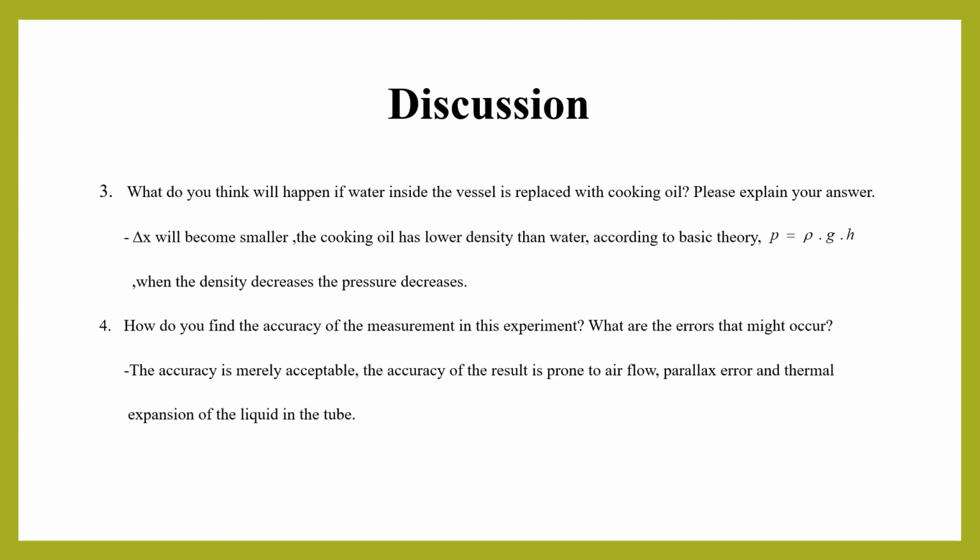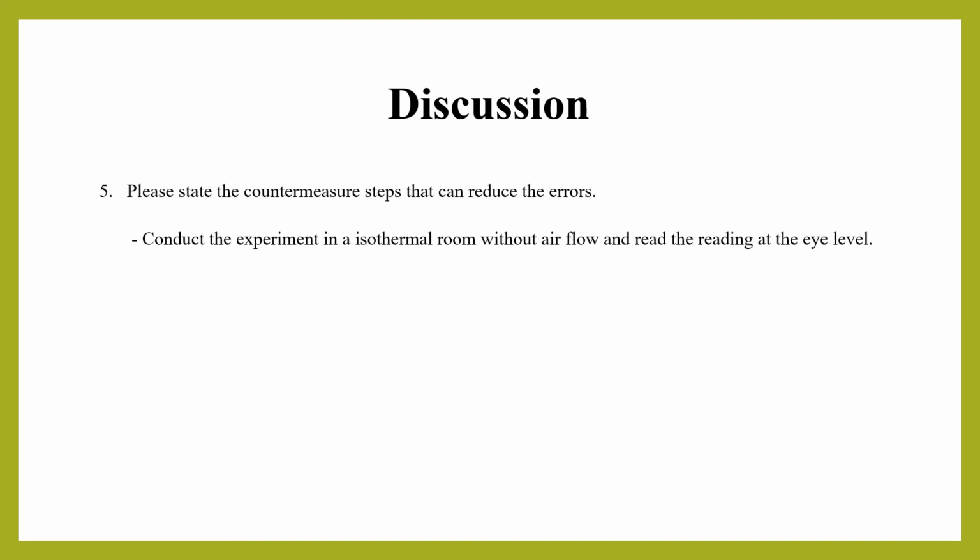Fourth, how do you find the accuracy of the measurement in this experiment? What are the errors that might occur? The accuracy is merely acceptable. The accuracy of the result is prone to airflow, parallax error, and thermal expansion of the liquid in the tube. Fifth, please state the countermeasure steps that can reduce the errors. Conduct the experiment in an isothermal room without airflow and take the reading at eye level.